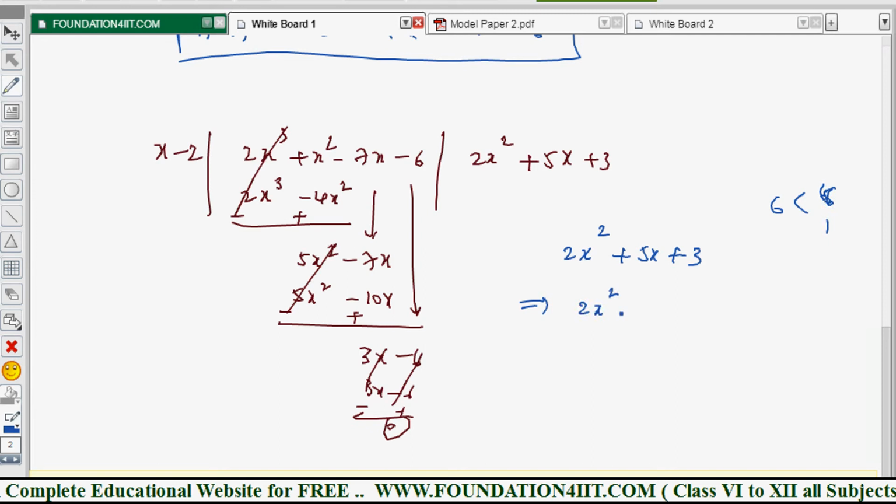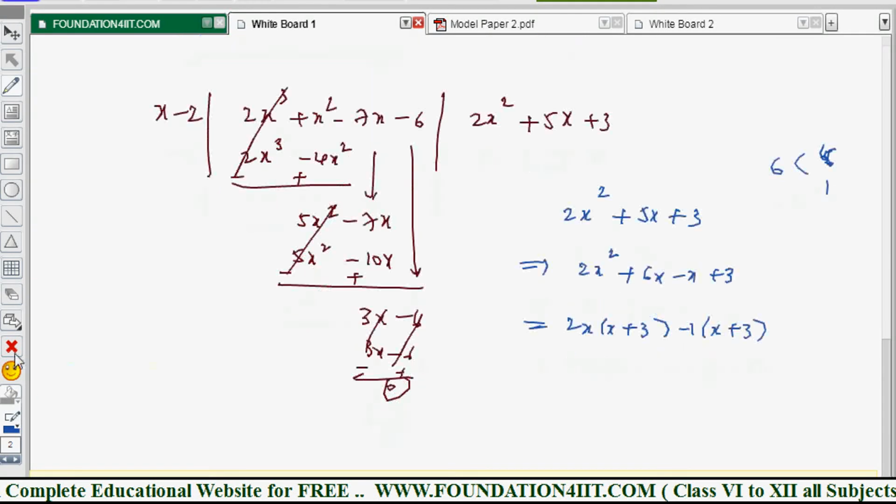Then 2x square plus 6x minus x plus 3. Take 2x common, x plus 3, minus 1 common, x plus 3. Then 6x minus 1x is 5x. But this factorization is not possible if you do it this way. Let us take these coefficients differently.